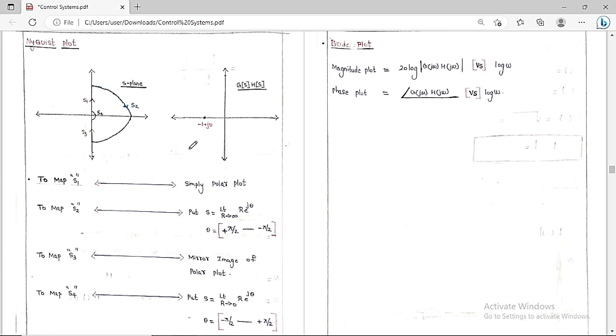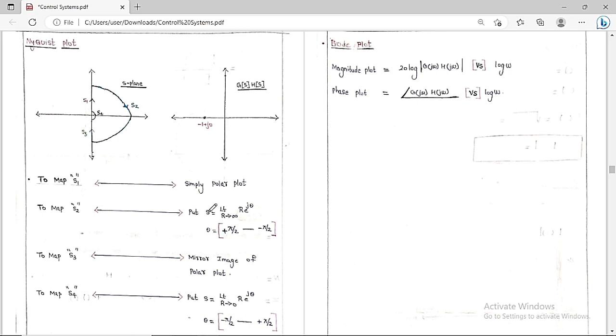N indicates the number of encirclements formed by the Nyquist plot around the minus 1 plus j0 point in the G(s)H(s) plane, and Z indicates the number of closed loop poles, or the roots of the characteristic equation 1 plus G(s)H(s), which lie in the right half of the s plane, and P indicates the number of open loop poles of the open loop transfer function, or we can say the number of poles of the open loop transfer function G(s)H(s) which lie in the right half of the s plane.